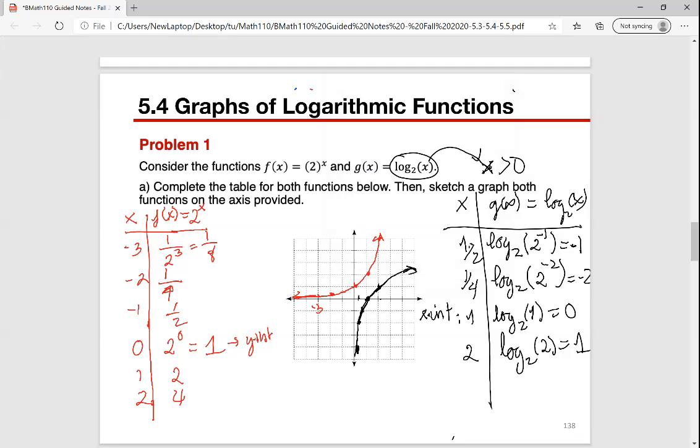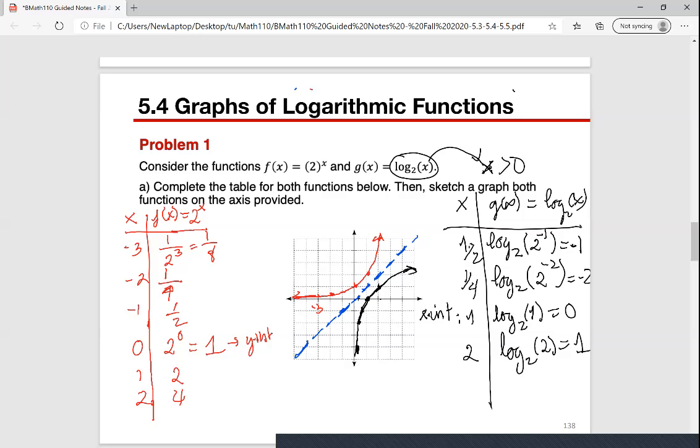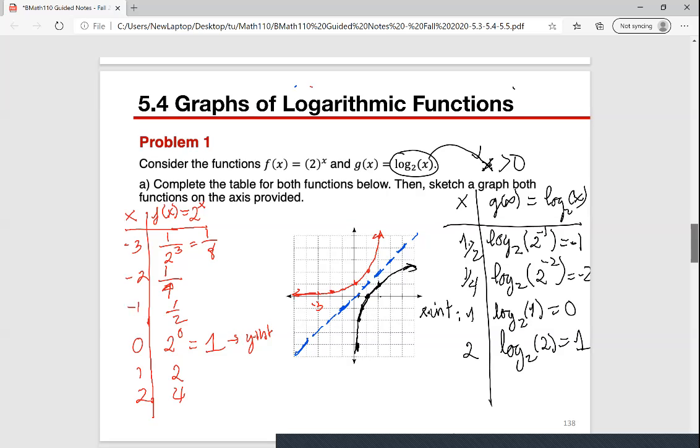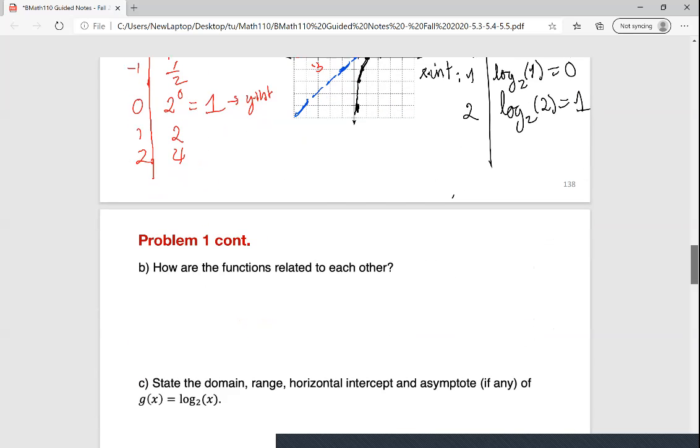Okay, so the line that these two graphs flip to is this line. You can see that? Like a mirror, right? See that? Okay, so that's for problem number one. Let's see what else we have.